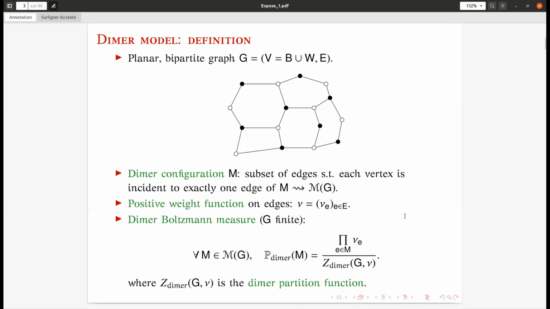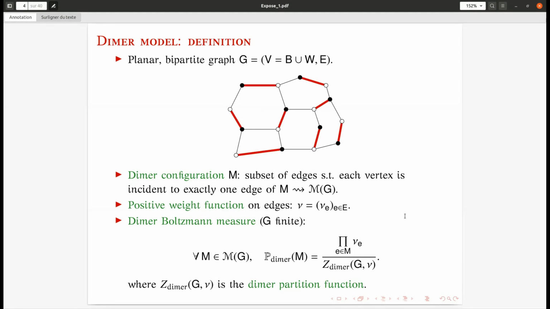Okay, so the dimer model comes from statistical mechanics, and it represents the absorption of diatomic molecules on the surface of a crystal. So it's modeled as follows. You consider a planar bipartite graph G. Bipartite means that the vertices are naturally split into two colors, here black and white. And a dimer configuration is a subset of edges such that every vertex is incident to exactly one edge of this configuration. So these edges represent the diatomic molecules.